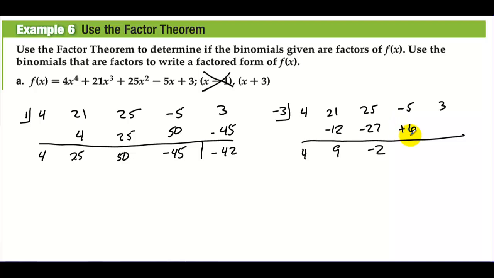That's going to be positive 6, excuse me. That's going to be 1, and negative 3 times 1 is negative 3. So we get a remainder of 0. That means x plus 3 is a factor of the polynomial. Well, now we can write the original as x plus 3 times 4x to the third plus 9x squared minus 2x plus 1.